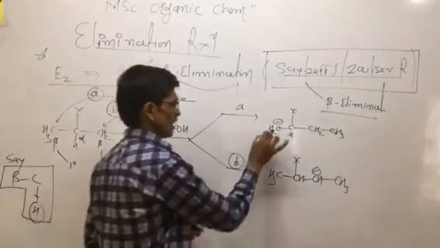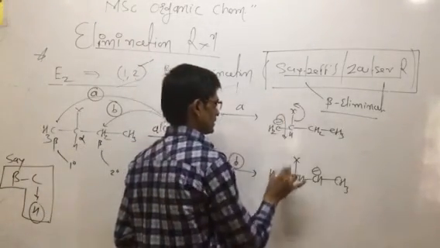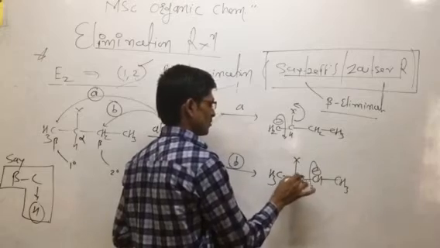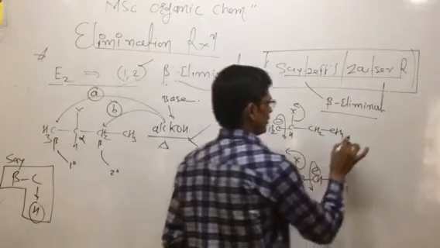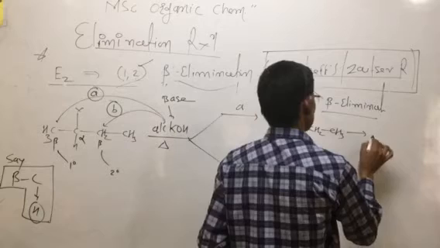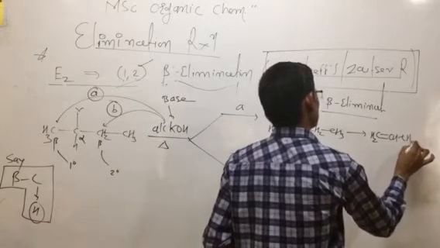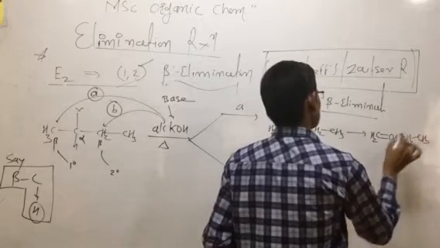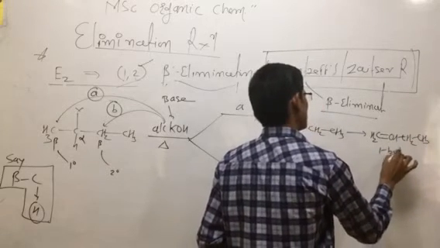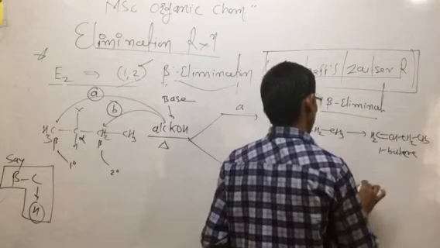In this carbanion formation, the X atom is lost and the electrons shift toward the carbon-carbon single bond. With loss of the X atom, what is formed? This is CH2 double bond CH, then CH2 and CH3. So this is the formation of 1-butene. Another type of product is also obtained.